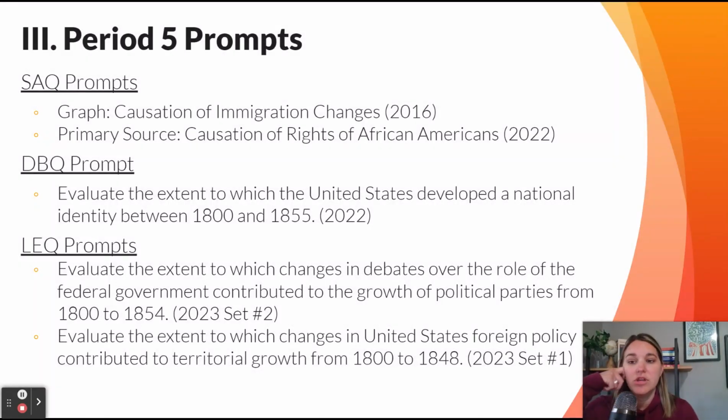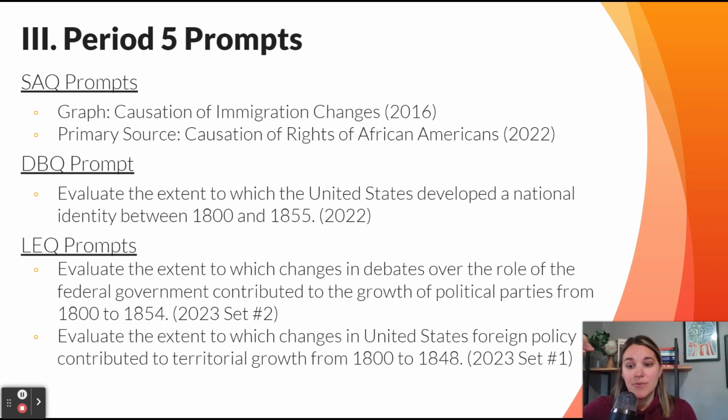So, if we were to look at prompts from the last few years related to period 5, I've looked through the prompts that have been given on the AP exam since 2016. Here is a list of them. For SAQ, short answer questions, there was a graph on immigration changes. There was a primary source, a reading about the rights of African Americans.